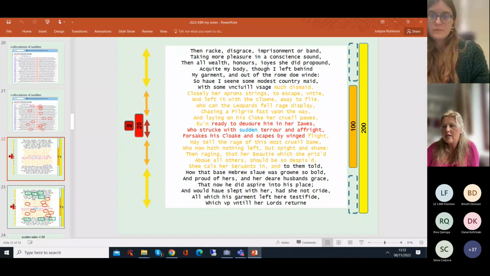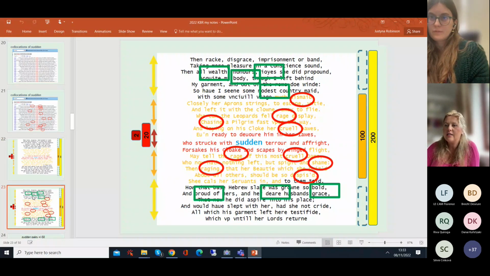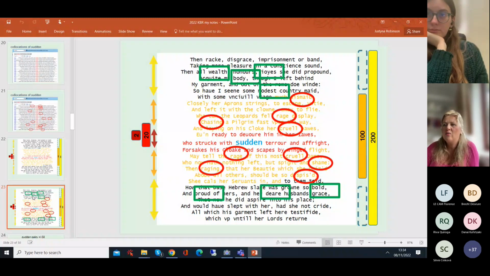black. And then when I read this text as I would as a human reader, I would notice that around the word "sudden," there are negative terms. Indeed, rage, cruel, raging, shame, despised. Okay, but then when I go a bit further outside of that window, I'm looking here at a window of 200 words. In the green squares, I see more positive terms. So there is wealth, joys, dear husband, grace, proud.